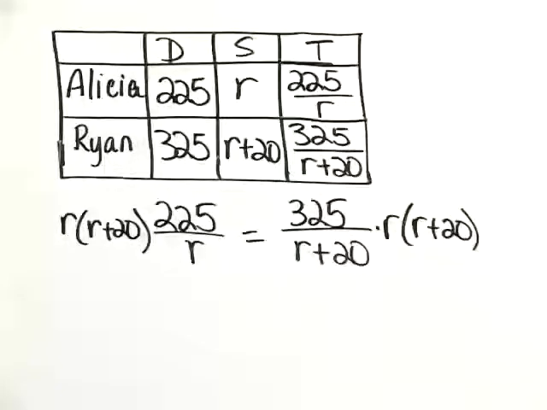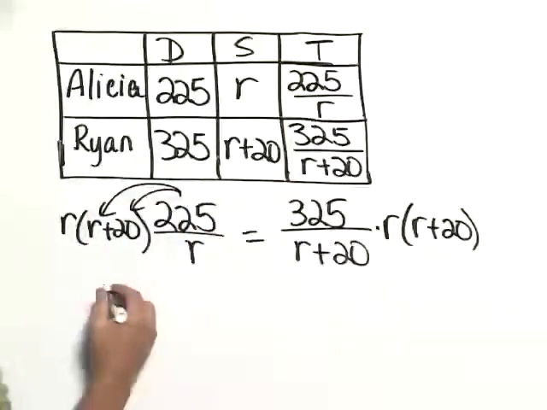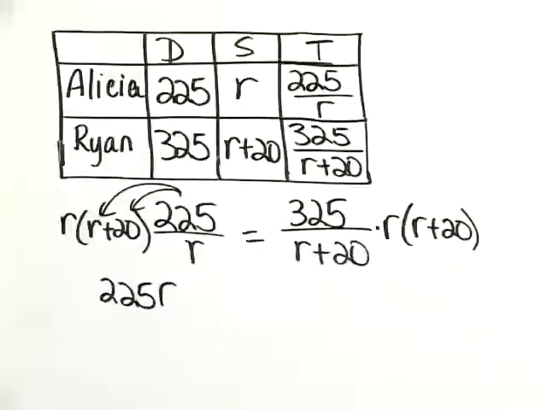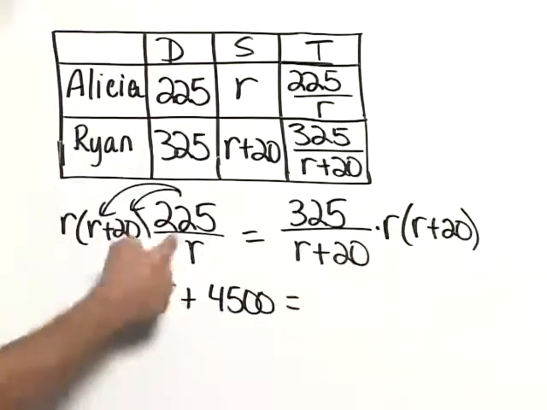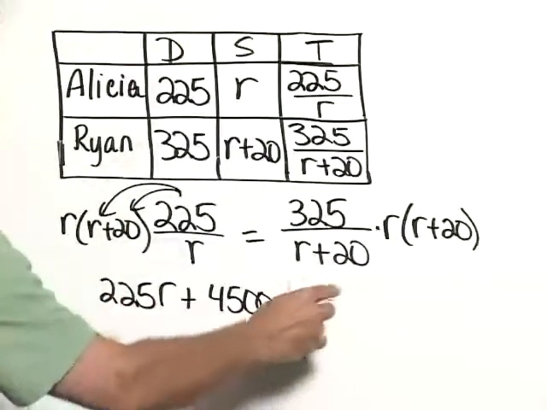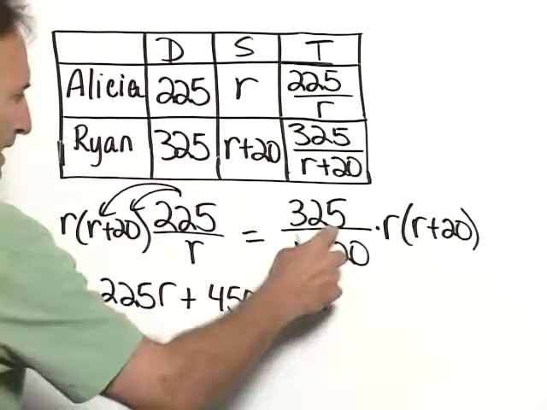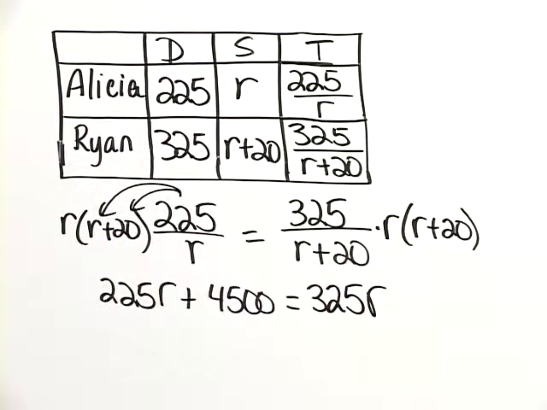On the left-hand side, we can remove a factor of 1, which is the R over R, and we need to distribute the 225. So this would give us on the left-hand side 225R plus 4,500, which is the 225 times 20. And on the right-hand side, we can remove a factor of 1, R plus 20 over R plus 20, and that would give us a result of 325R.